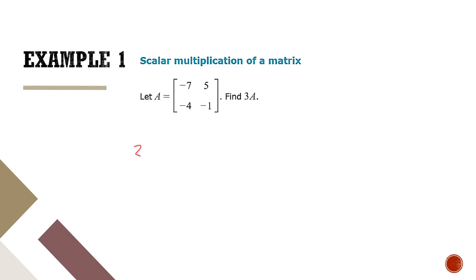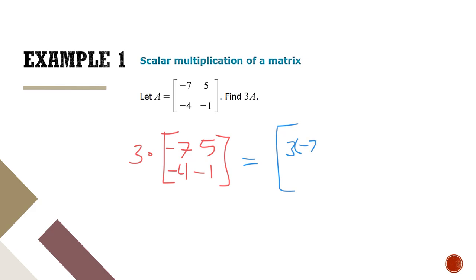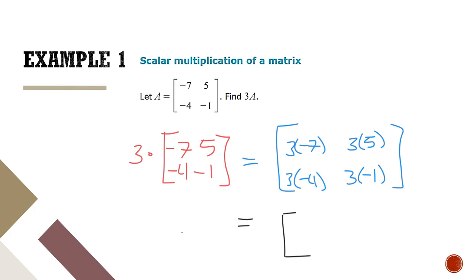So all we have to do is, if I think about 3 times this matrix A, it's literally multiplying every element by 3. So we're doing 3 times -7, 3 times -4, 3 times 5, and then 3 times -1. And that will be my final matrix 3A. So 3A, 3 times A, is in fact equal to this matrix of -21, -12, 15, and -3.